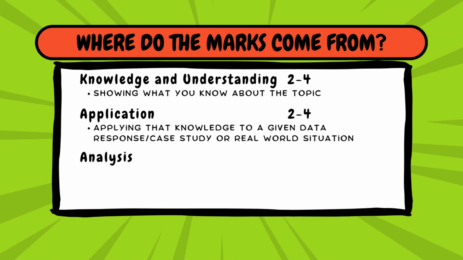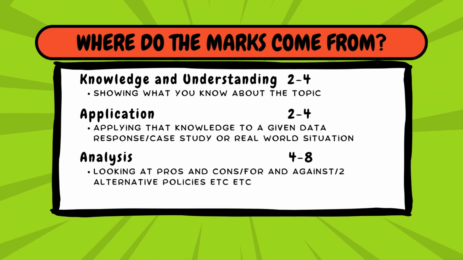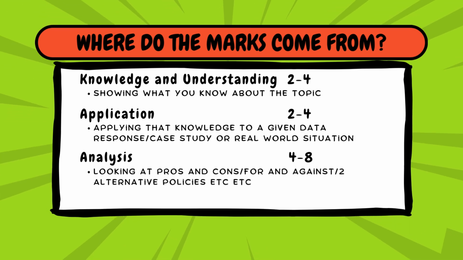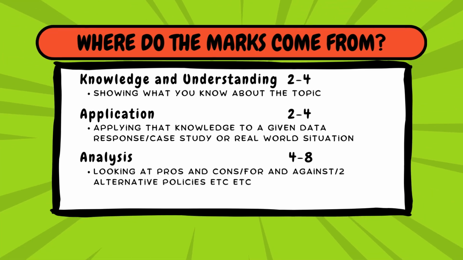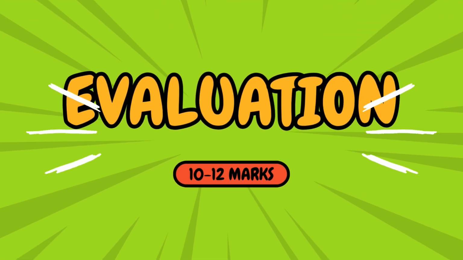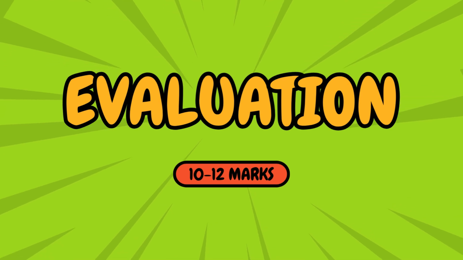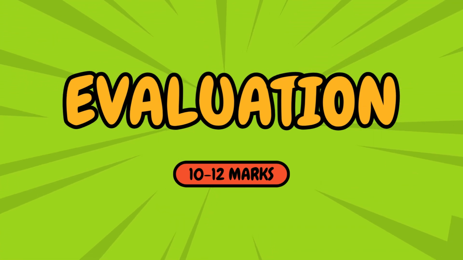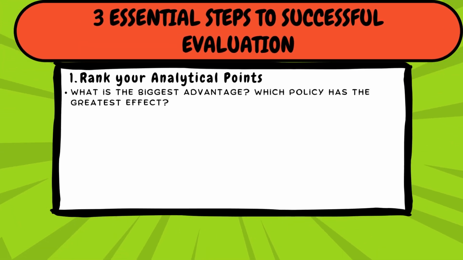Analysis is the main part of the question, where your arguments are formed. Usually, you will look at pros and cons, for and against, or types of things such as government policies. And then we come to evaluation, and this is where you get your A grade, your 7 in IB, or your 9 or A star in GCSE. Let's take a look. There are three essential steps to have in mind when evaluating.